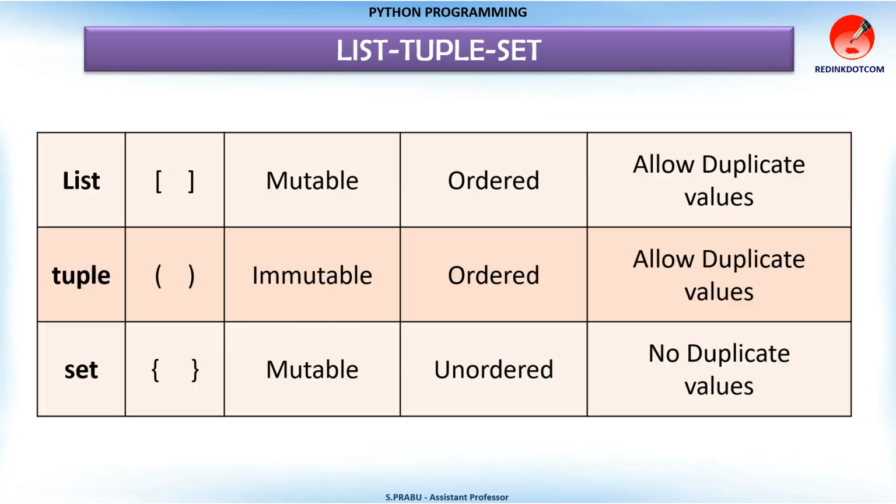Now I will compare list, tuple and set. A list is created with square brackets, a tuple with round brackets, whereas a set is created with curly braces. A list is mutable and a set is also mutable. A tuple is immutable. List and tuple are ordered collections whereas a set is an unordered collection. List and tuple allow duplicate values whereas a set does not support duplicate values.